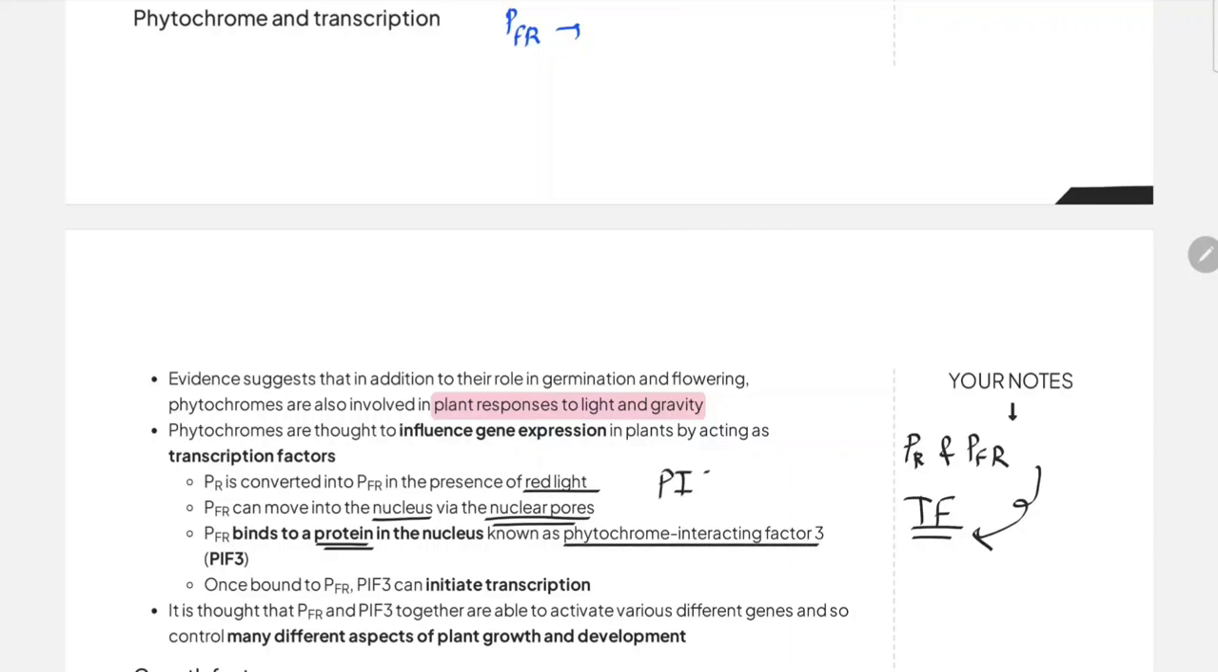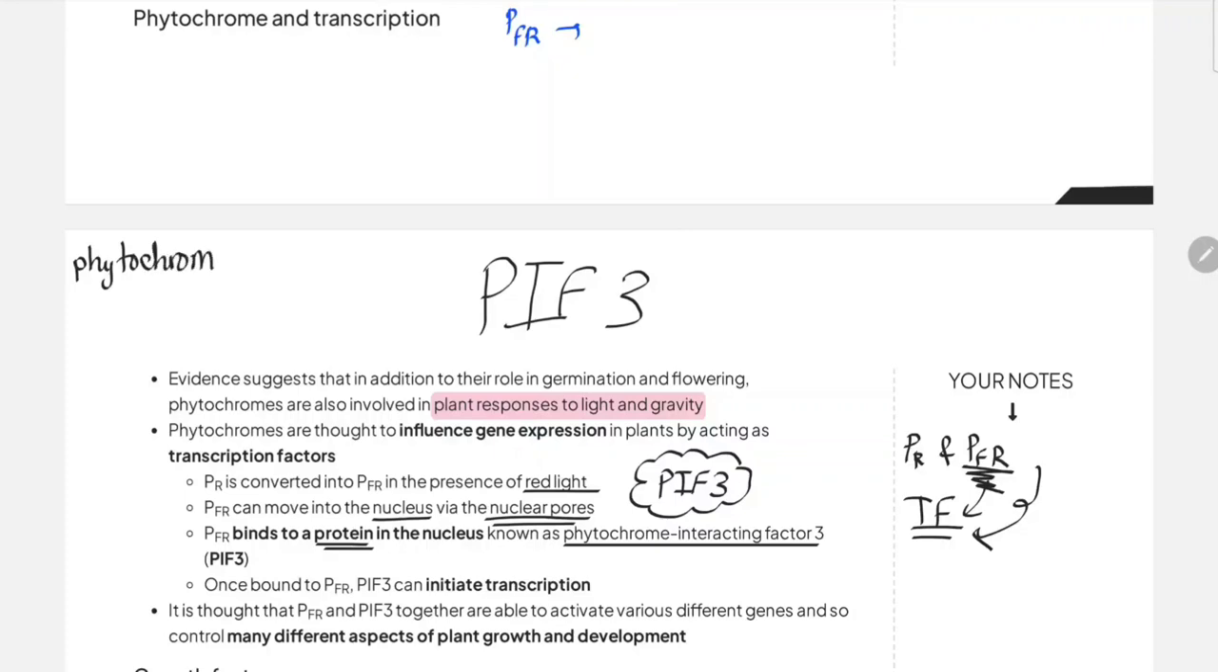Phytochrome interacting factor 3. Alright, so when we have the PFR, which is our active form, it's gonna enter the nucleus via the nuclear pores and bind to a protein in the nucleus which is called the phytochrome interacting factor 3. Phytochrome, I want to write it to you guys again. Phytochrome interacting factor 3. Phytochrome interacting factor 3, which is the PIF3.